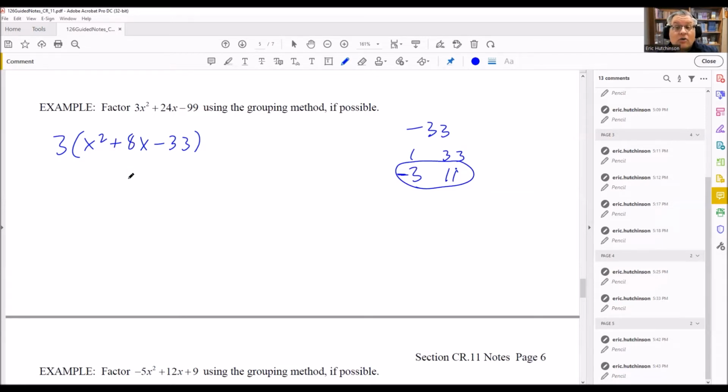Okay, so now we're not going to use the grouping method on this because there's a 1 in front of the x squared. So this is the reason why I'm not using the grouping method in this case. I'm just going to go directly into the two different sets of parentheses on this one. So I'm going to have x minus 3, and I have x plus 11. Notice that the 3 outside that I factored originally needs to come down and be part of your answer.